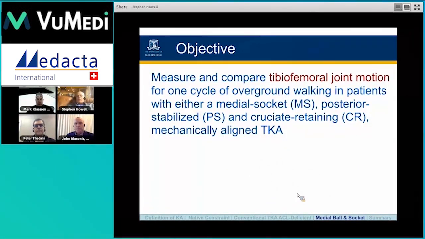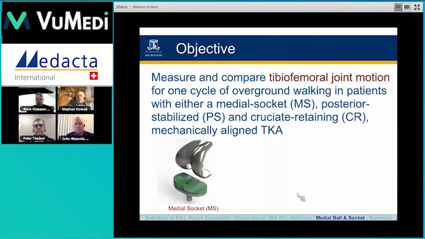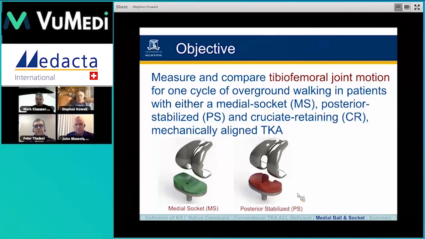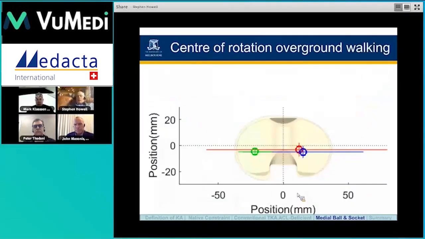He measured and compared tibial femoral joint motion for one cycle of ground walking in patients with either a medial ball and socket, a posterior stabilized or cruciate retaining mechanically aligned knee. So there's the medial ball and socket, the implant we've been talking about, the sphere, and then there was a posterior stabilized conventional with the sort of low constraint medial lateral insert, and cruciate retaining.